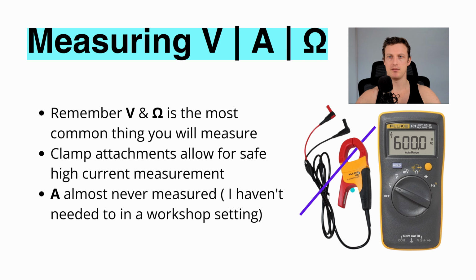If you need to measure a high amount of current, you can use a clamp attachment. Unlike the method that I've shown you so far, which is usually good for 10 amps in most multimeters, this clamp attachment attaches around a wire, measuring the electromagnetic field. But at the end of the day, even in my 5 years as an e-bike mechanic, I've never actually had to measure amps using a multimeter.